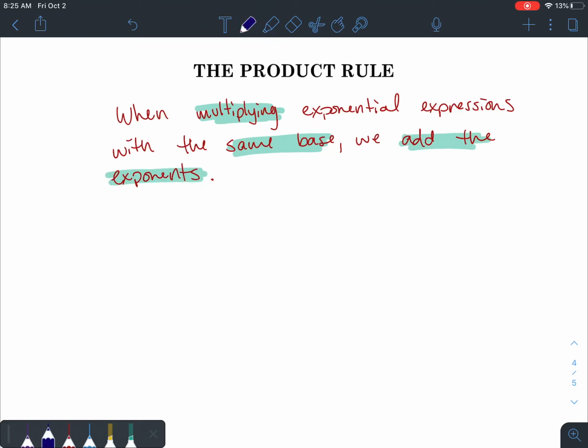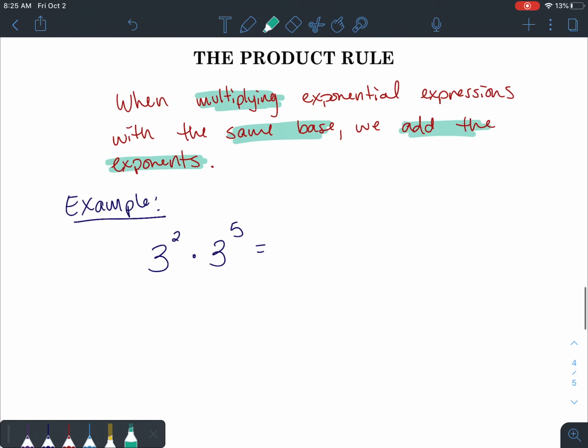So for example, if we have 3 squared times 3 to the 5th, we notice that their bases are the same. We could see that we're also multiplying the expressions. That means we can add the exponents. So it will be 3 to the 2 plus 5, which is 3 to the 7th.